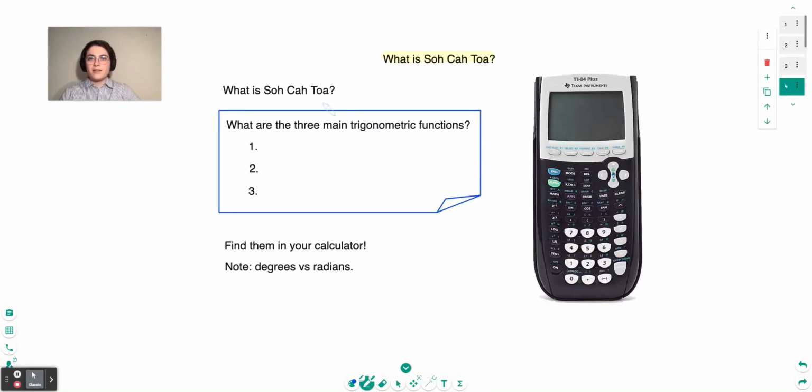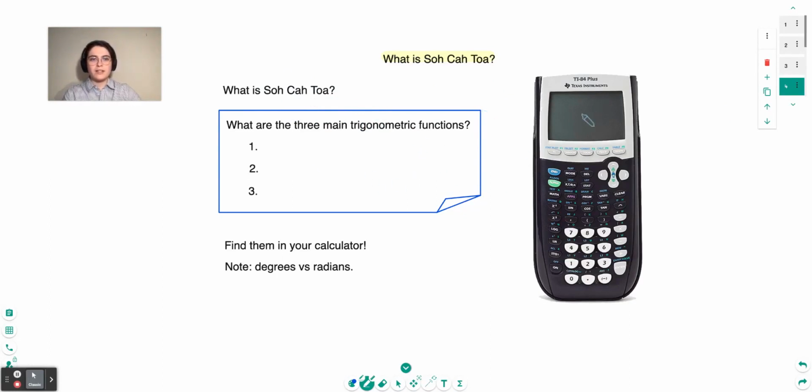Okay, so from the beginning, I was telling you that we were going to talk about Sohcahtoa, and I haven't really mentioned what it means yet. So I want to address that question. What exactly is Sohcahtoa? Well, it is a mnemonic device that we use to remember the three main trig ratios, and we'll talk about that specifically in the next slide.